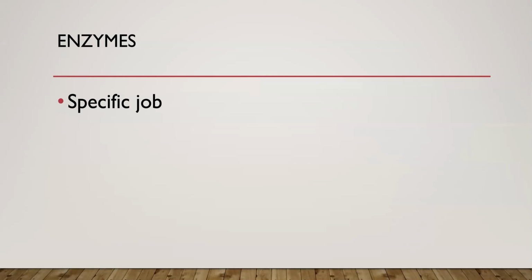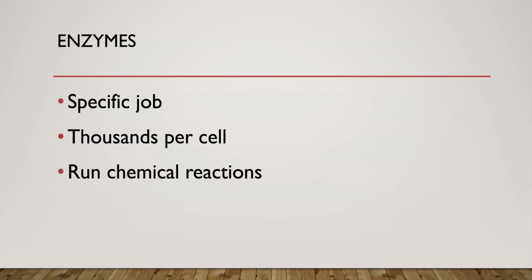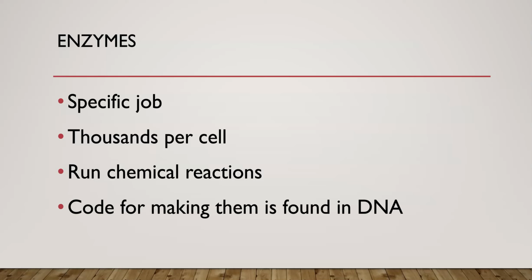What are enzymes like? They have a specific job. Each enzyme has one job. It has one chemical reaction to do. It either makes or breaks bonds. There are thousands of different enzymes in every cell in every organism. Of course, there are different enzymes in different cells, but there are thousands of them. They run chemical reactions, and the code for making them is found in DNA, and that's why organisms have so much DNA, because all the code is needed in the DNA to make all the enzymes that any organism needs.